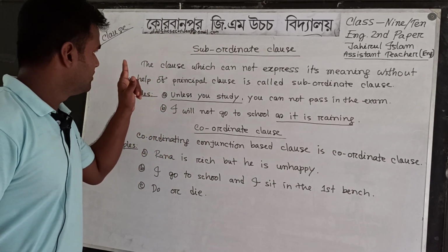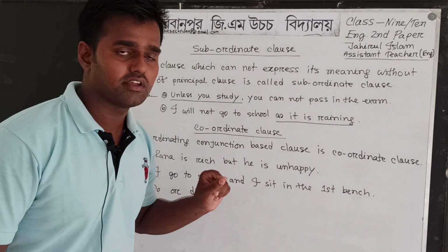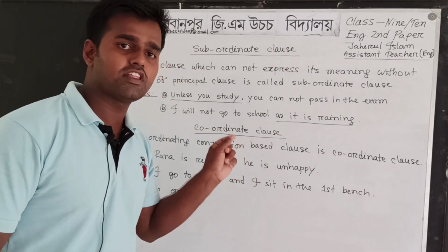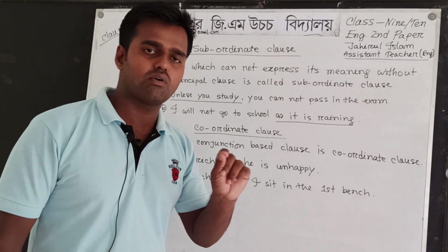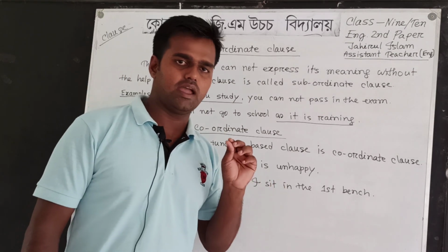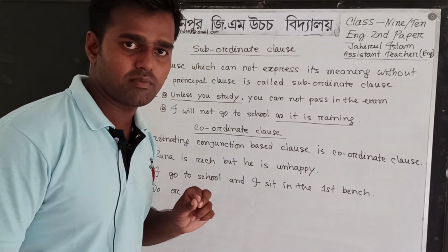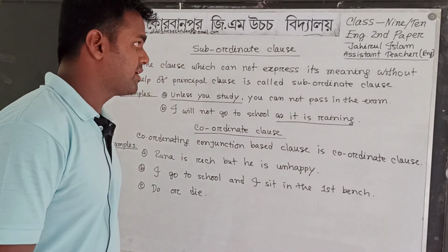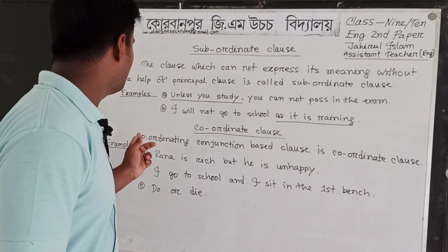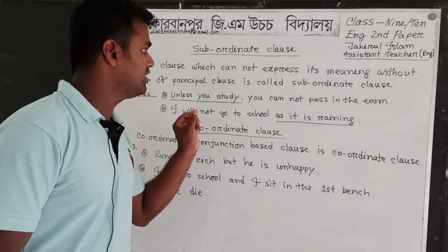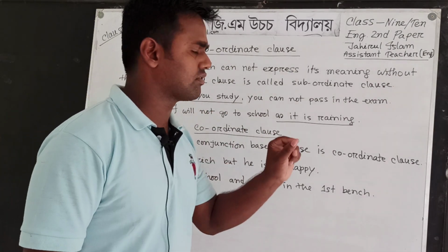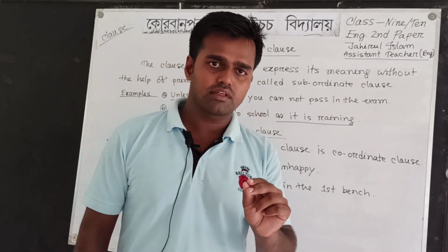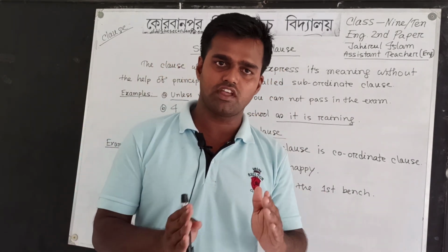Definition: the clause which cannot express its meaning without the help of principal clause is called subordinate clause. I am telling again for the betterment of you: the clause which cannot express its meaning without the help of principal clause is called subordinate clause. That means a subordinate clause cannot express its meaning without the help of principal clause.